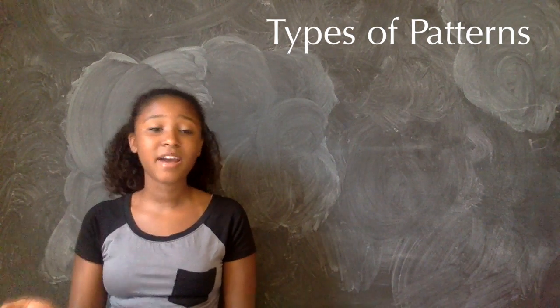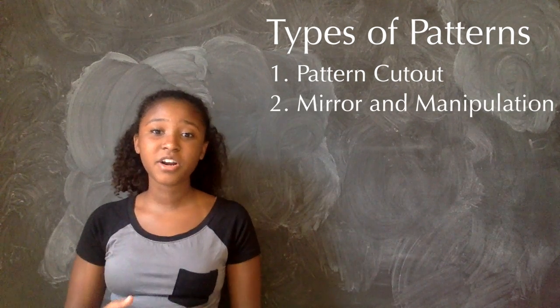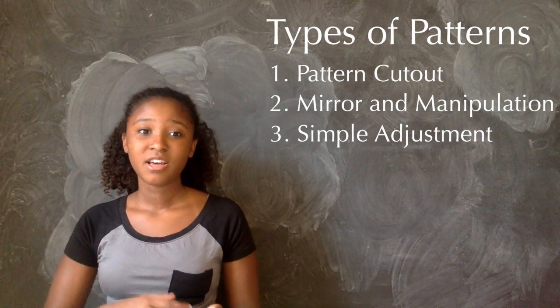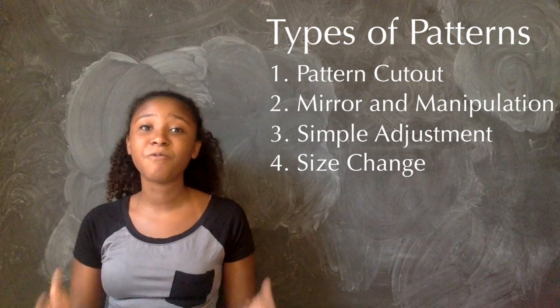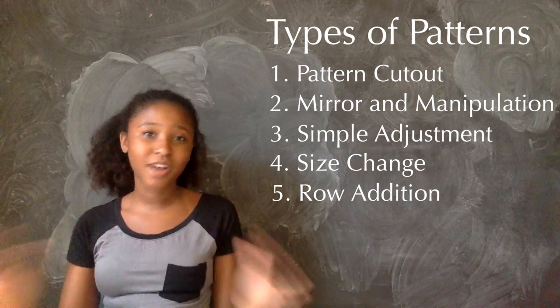The first is the pattern cutout. The second, mirror and manipulation. The third is the simple adjustment. The fourth is size change, and the fifth is row addition. Not much of a surprise with the names, but I'm trying to keep it simple.